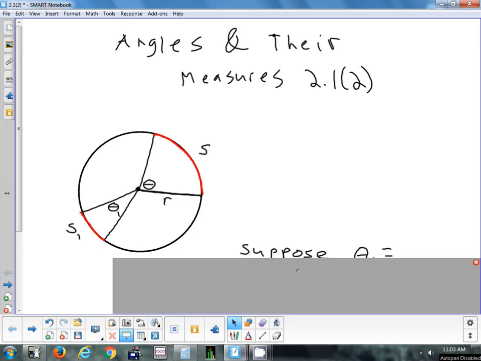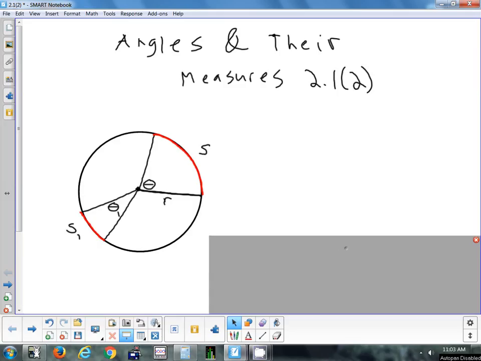All right, so let's start out with this picture. What I've drawn is a circle. Inside the circle, I've drawn two angles. And I've labeled the names of these angles using two Greek letters. Does anybody know what Greek letters those are? Yep, theta. So I've called this angle theta, and I called this other angle just something different, theta 1.